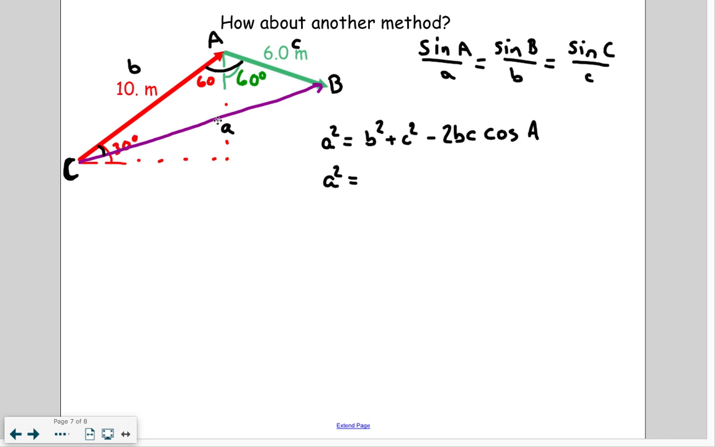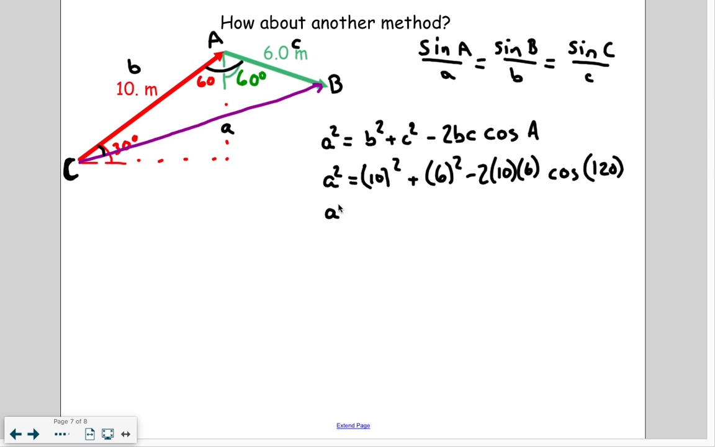All right, so we're doing this side equals b squared, which is going to be 10 squared, plus c squared, which is going to be 6 squared, minus 2 times 10 times 6, cosine of our known angle, which is 120, because it's 60 plus 60, the whole 120 for angle A. All right, now you can see we only have one variable. We're good to go. So brain lapse there, my bad.